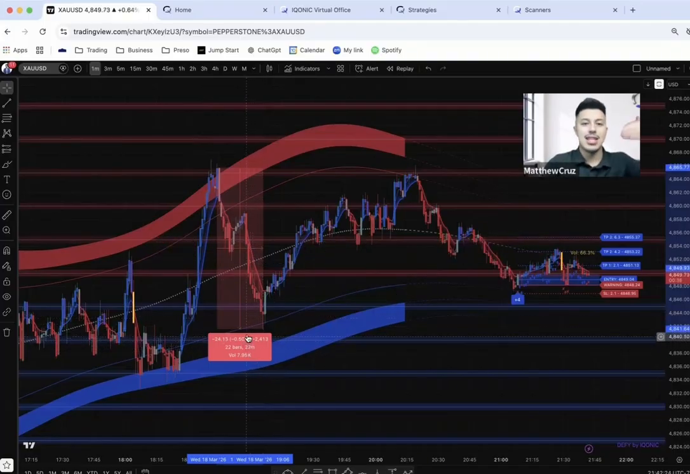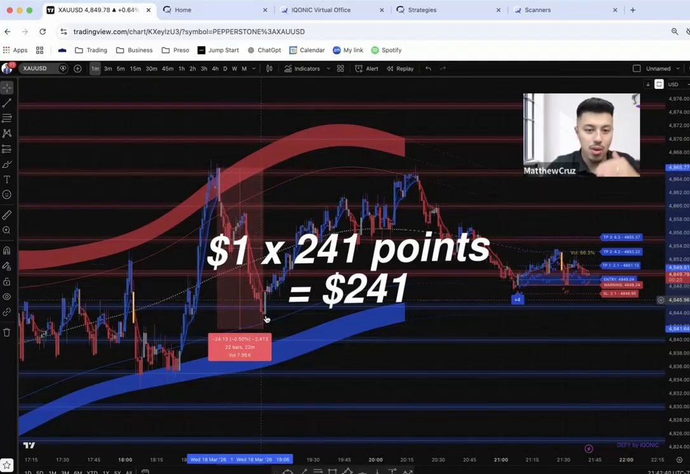Now, the next trade size up from there is 20 cents per point. Then it goes 30 cents per point. It goes in increments of 10 cents. You choose your trade size before you place the trade. Let's say eventually you get to $1 per point. That's your average trade size. So if I did $1 per point and the market dropped 241 points on that same trade in 22 minutes, I would have made $241.